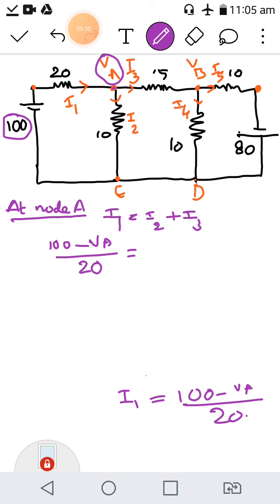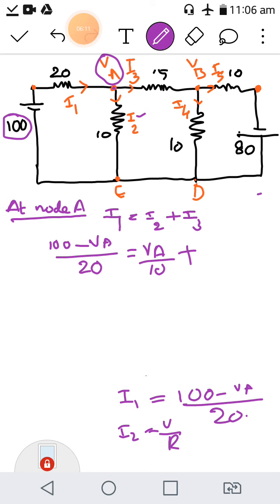Similarly, what is I2? I2 is the current flowing through this 10 ohm resistor. You can apply Ohm's law. I2 is equal to V by R. What is the voltage there? VA. What is the resistance there? 10 ohm. So that is the expression for I2. Plus, what is I3?